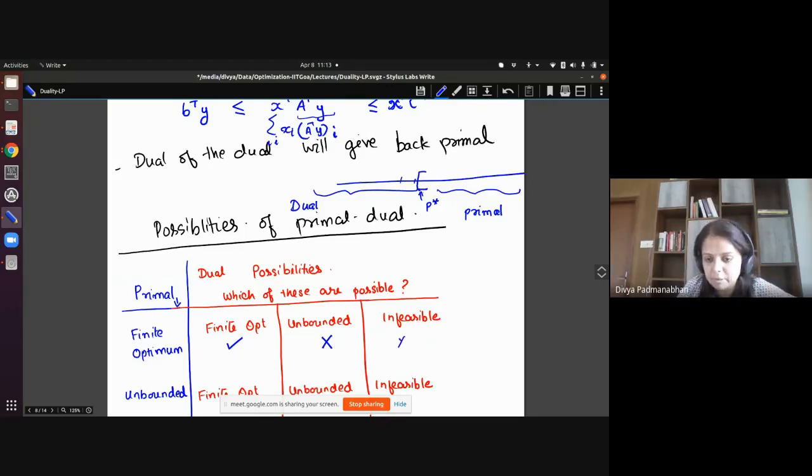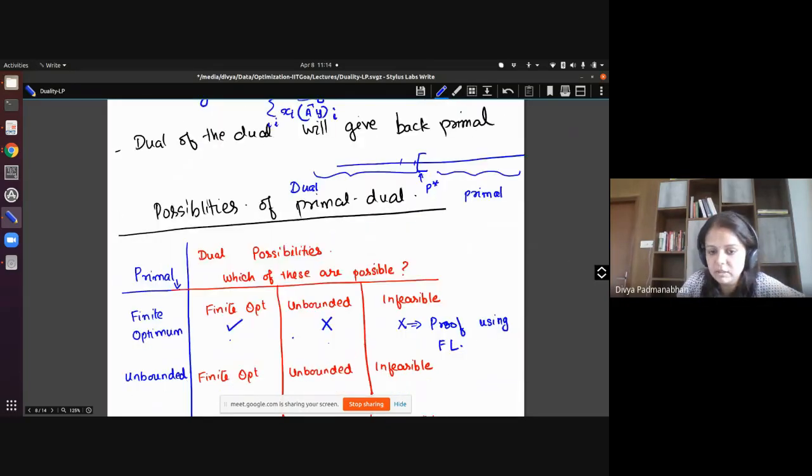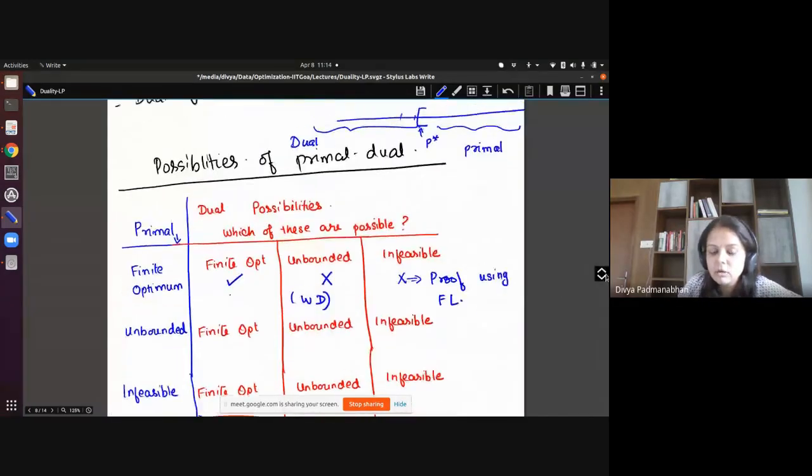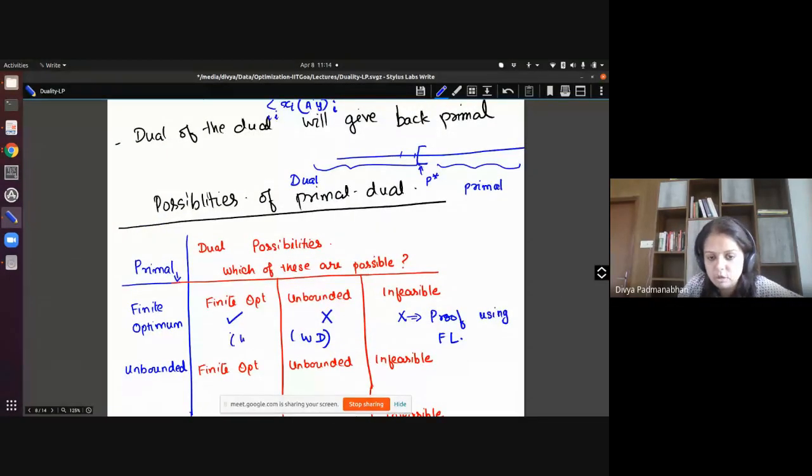This also cannot happen. You can try the proof of this; it will make use of Farkas' lemma. I'm not going into this proof here because it will just divert the focus of what I want to get into. So you can prove this using Farkas' lemma. It turns out it's not possible. To get these two, we used the weak duality notion. By weak duality, this unbounded case cannot happen, and even this one also by weak duality.